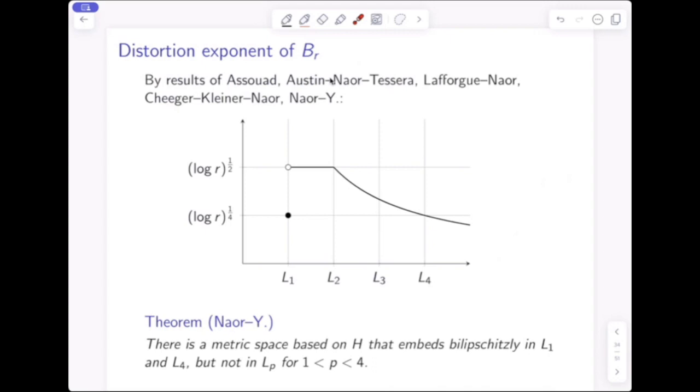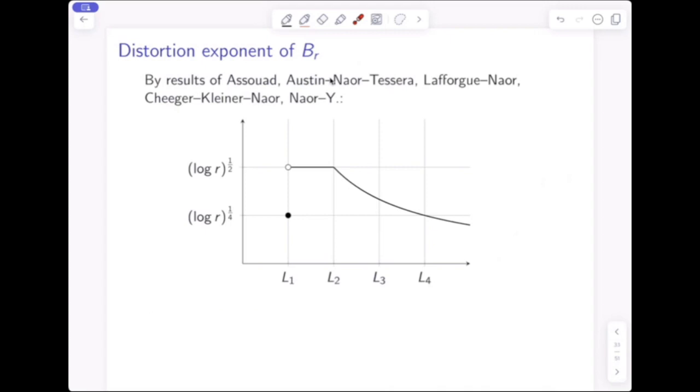Okay, so we were just saying that you have this picture where the Heisenberg group is hardest to embed in L2. As you increase p, it gets easier to embed. As you decrease p, there's this discontinuity where it suddenly gets easier to embed when p equals 1.